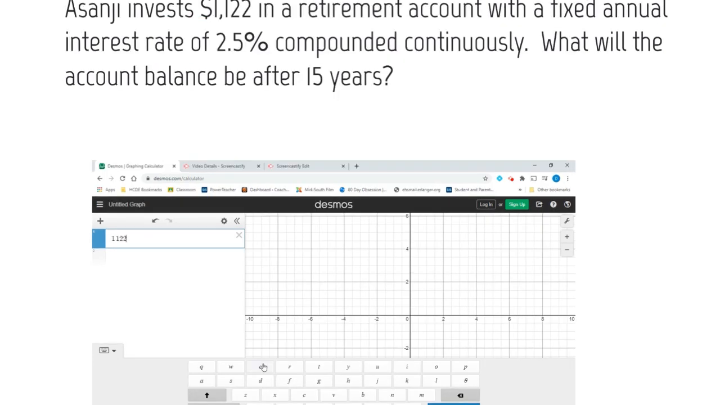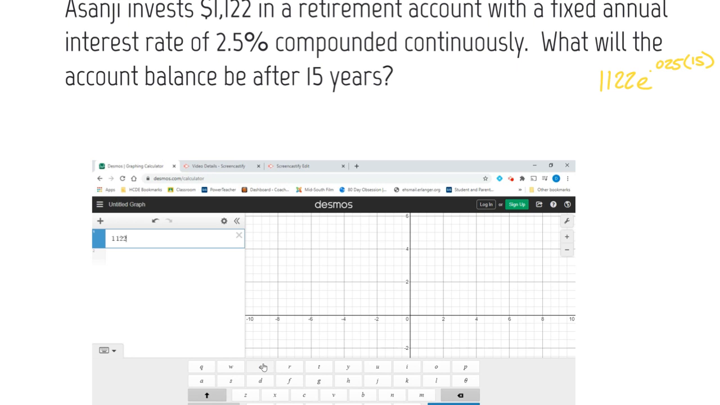So taking a look at this one, it says Asanji invests $11.22 in a retirement account, fixed annual rate of 2.5%, compounded continuously. So we'll be using that same formula. What will the account be worth after 15 years? Again, we start with our principal amount, 11.22. Since it's continuous, we will be using the e. The rate is 0.025. Remember, move the decimal place over twice. It's not just moving it to a significant digit, it's moving it over twice. And this will be done for 15 years.